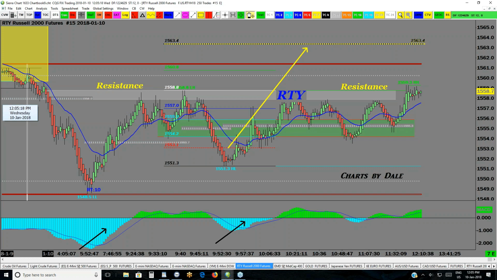Let's give the market a hand. Clap, clap, clap. Give them a hand. What are we looking for?